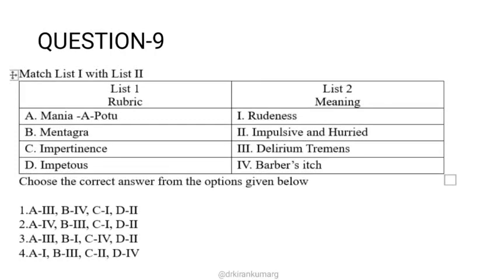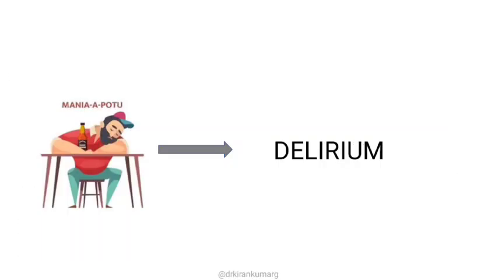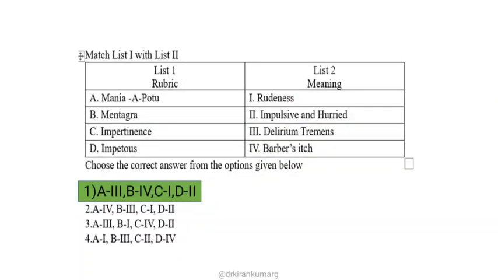Between option 1 and option 3, again D is 2. D2 in the sense impetuous is impulsive and hurried. So you're able to rule out two things, and if you're able to differentiate between B and C, then you might end up answering the question right. So mania apoto is the Latin word for delirium tremens. Then mentagra is a rubric given in BBCR. It is the older terminology for barber's itch. If you're able to rule out two things, then you can directly answer this question, and the answer is A3, B4, C1 and D2.